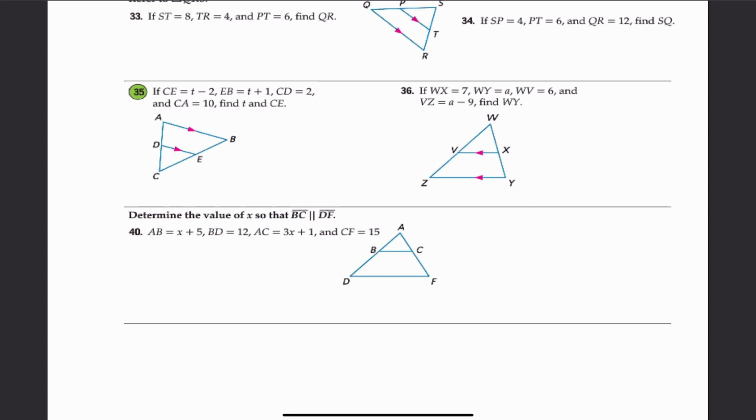35 you can do. And then let's see, 36 is WX is 7, WY is A, WV is 6, and VZ is 8. You can do 36 on your own as well, because my hint is make sure that you are doing the segment addition postulate for number 36 to find one of the missing sides in order for you to create that proportion. And then you can do this on your own as well.